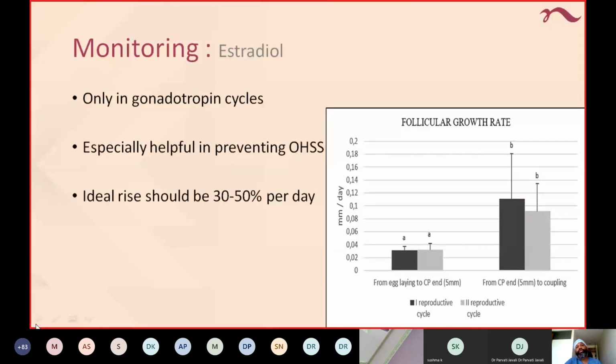Estradiol monitoring we do, especially when we give gonadotropins. Gonadotropins like HMG and FSH can give a hyper response, so we don't want to take a chance. We do a gradual estradiol evaluation, which will help us prevent any possible OHSS, because there will be a 30 to 50% rise of estradiol per day.